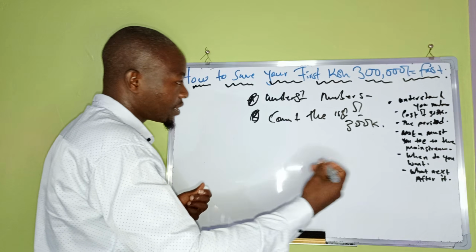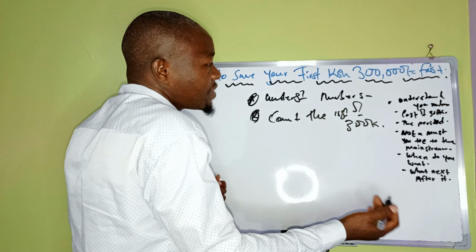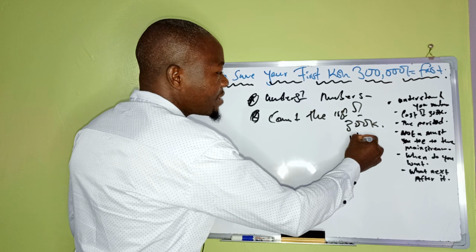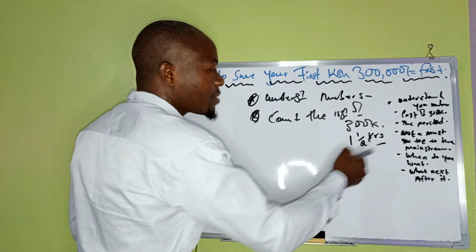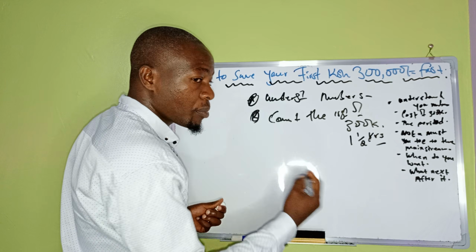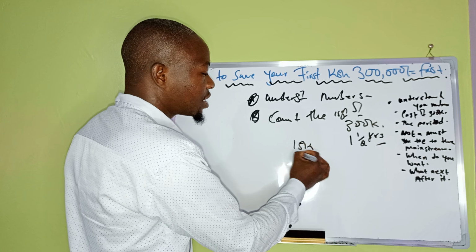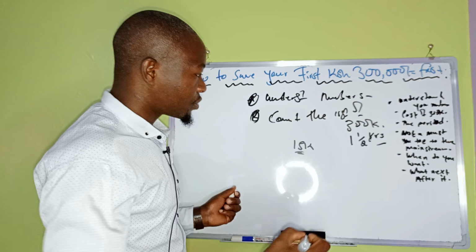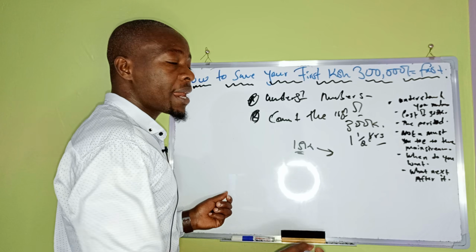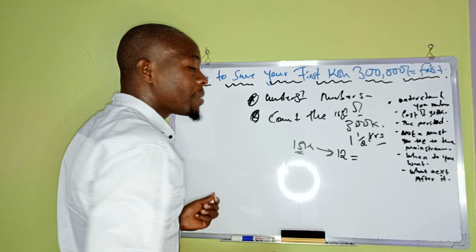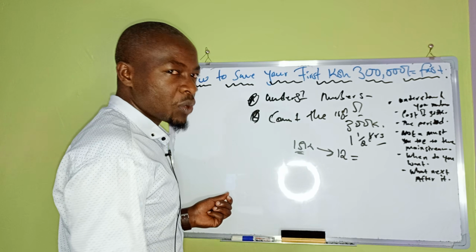Let's say, for example, you would like to save this amount of money in 1.5 years. That's the time you want this money. And remember, you have your 15K each and every month as the savable amount. So if you were to channel this amount of money, multiplied by 12, how much does it give you? It gives you less than 200K.